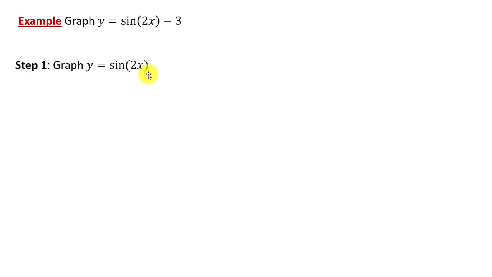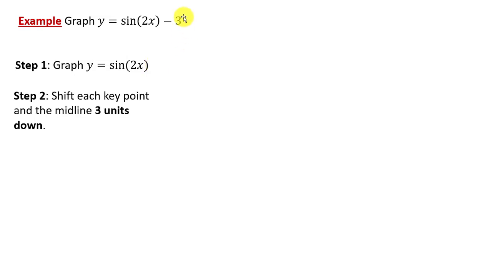First, we obtain the graph of the function without that number. So in our case, it's minus 3. So first, we're going to obtain the graph of the function y equals sine of 2x. And then we're going to take that graph and shift it down 3 units. So with the vertical translation, if the number is being subtracted, we'll need to shift down. And if the number is being added, we have to shift up.